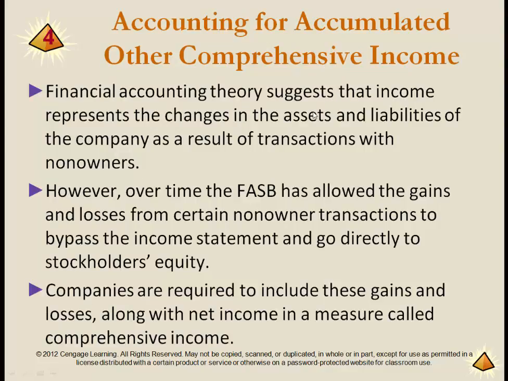Then the FASB has something for other comprehensive income. It really has to do with changes in assets and liabilities as a result of transactions with non-owners. It is allowed for those gains and losses in some of the non-owner transactions to go directly to stockholders' equity, and this is going to be a separate and distinct account. It's going to say other comprehensive income, and they're required to include the gains and losses along with net income in a measure called comprehensive income. That's that last part.